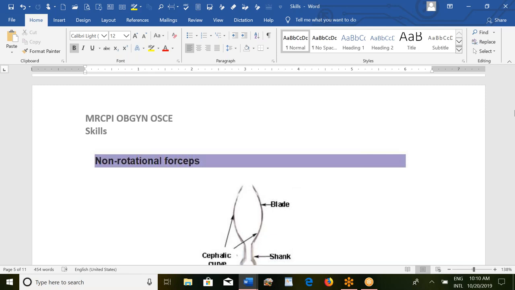Similarly, if they give you a case where there is already some fetal distress, like the fetus having bradycardia, in that case also don't apply vacuum, since it could cause vagal stimulation and your baby can have further bradycardia. So in that case you should use outlet forceps or mid cavity forceps depending upon the station of the head. That is the point.